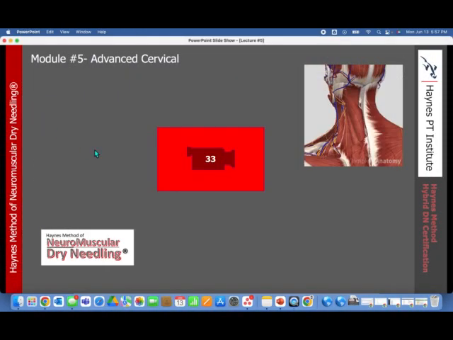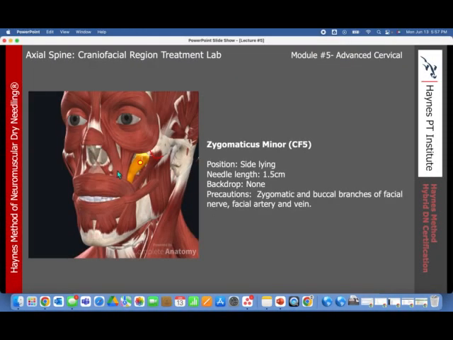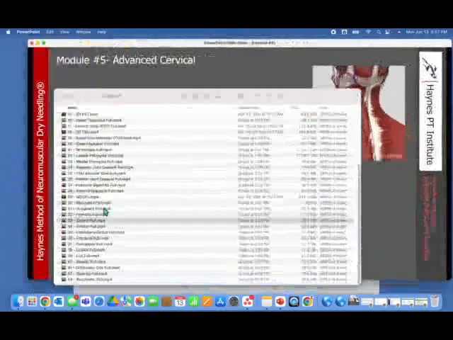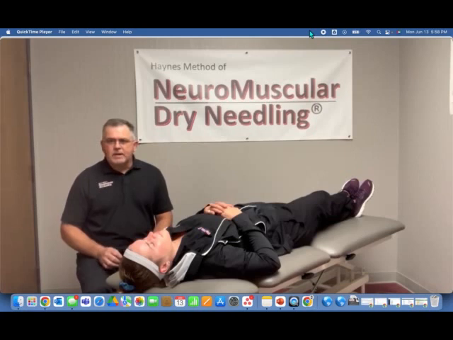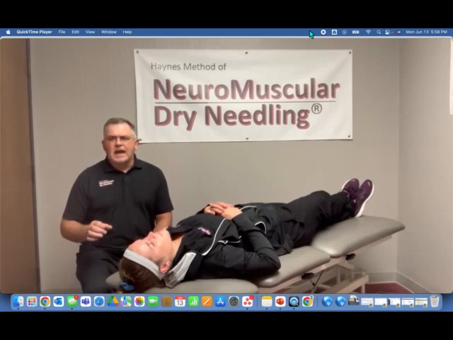Okay, and then minor, just going to be a little bit more toward midline than the major. For zygomaticus minor, position here again either sideline or supine. The needle length will be about 1.5 centimeters and there's no backdrop. We're going to palpate the inferior border of the zygomatic bone, and we're going to note where the bone moves superiorly at the level of the lateral border of the eye. 1 finger breadth medial to the inferior zygomatic angle, and 1 finger breadth caudal will place the needle and advance in an A to P direction. And again, the muscle is superficial.